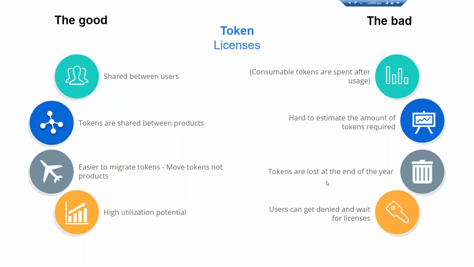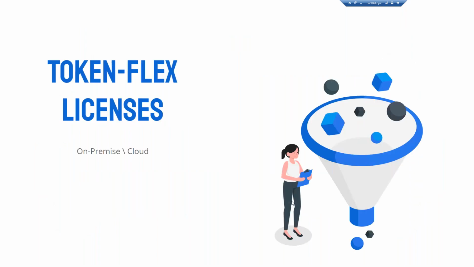And usually tokens are lost at the end of the year. It's not a permanent license. It's not a perpetual license like a floating license. Usually it's year-based, but it can also be perpetual. So users can get denied here. Just like with floating licenses, they can also get denied, meaning no tokens left, you don't get the license.